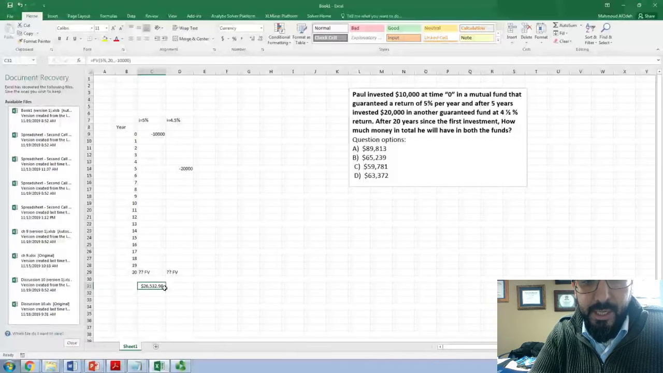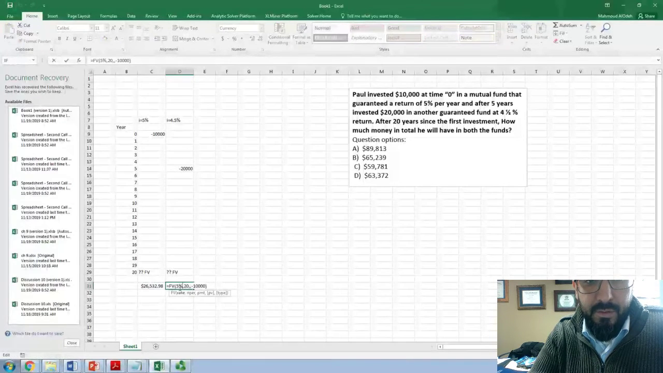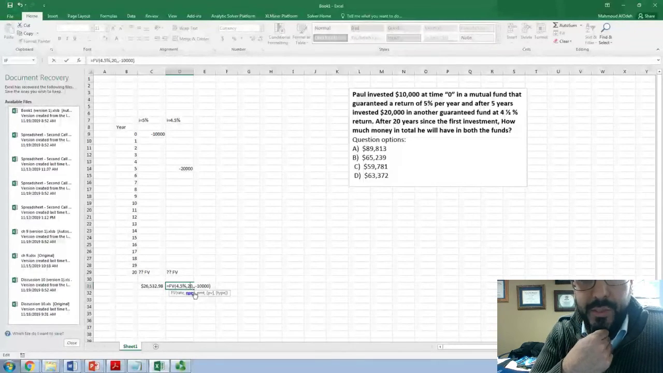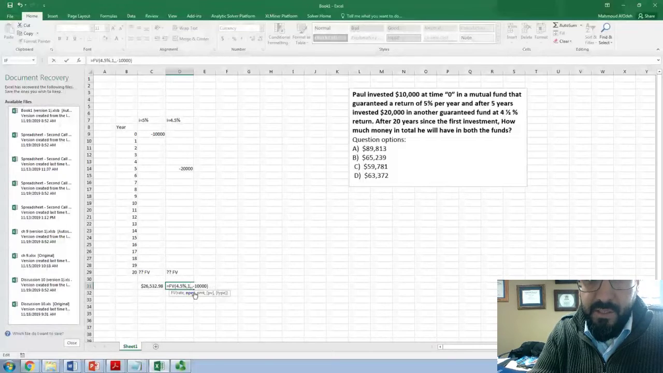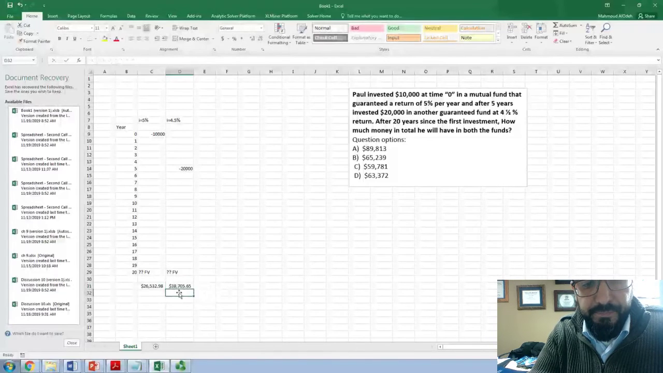We're going to do the same thing, the same function, on the second amount. The second amount would be 4.5%. This $20,000, we're not going to invest for 20 years because we started after 5 years. So therefore, we have to invest it for 15 years, and the amount is going to be $20,000.